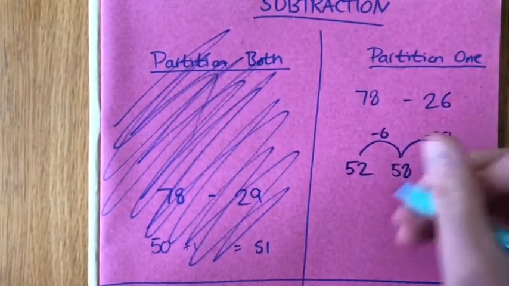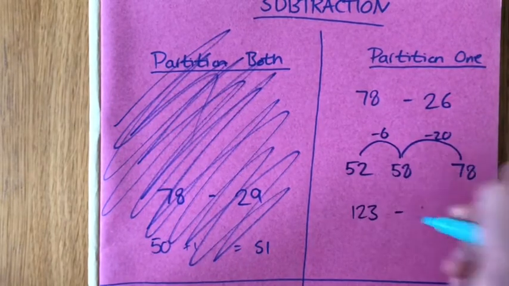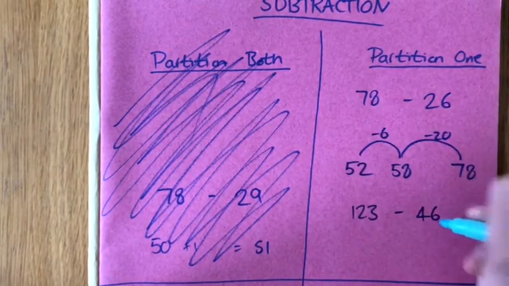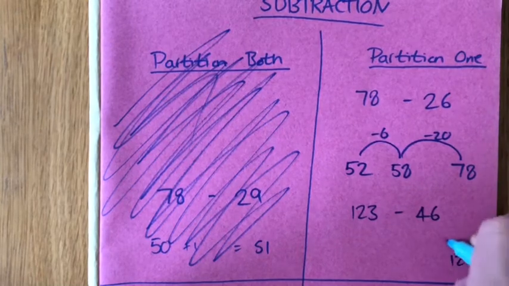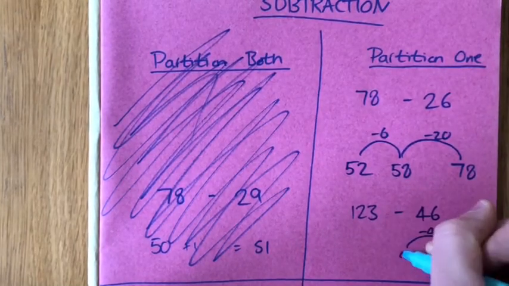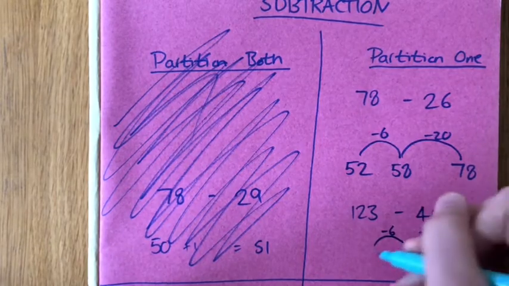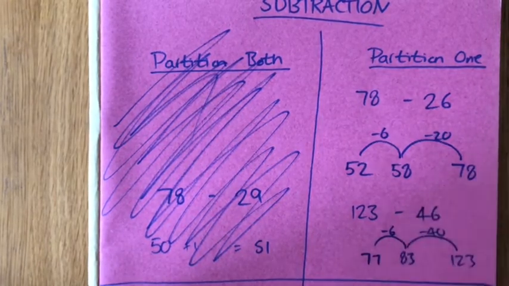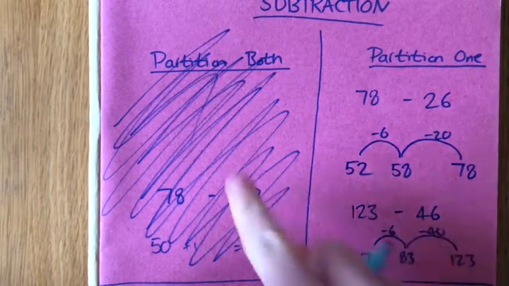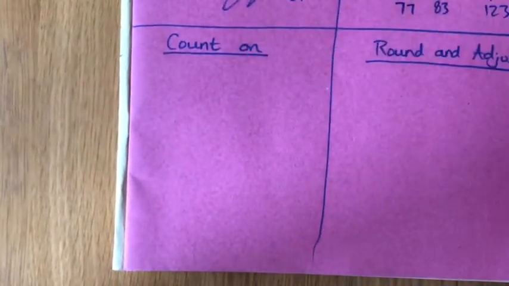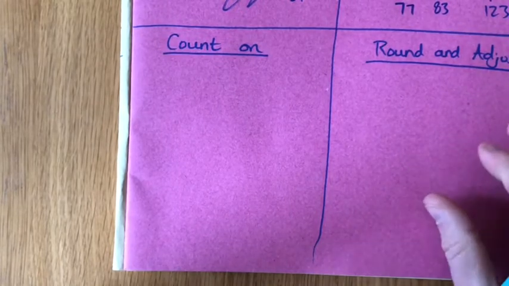Or let's say I've got something like 123 take away 46. Well, I can do 123 take away 40, which is 83. Take away another 6, be careful with this, but that gets me to 77. Partition 1, never partition both. And then finally, probably my favourite method for a lot of subtraction stuff is counting on.